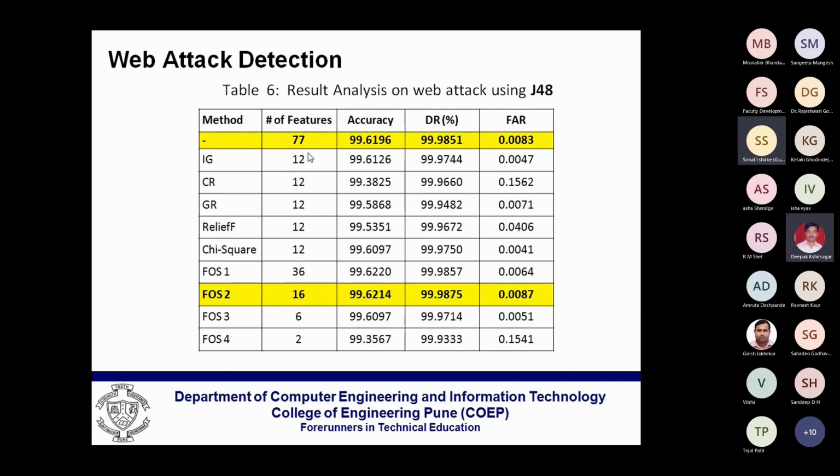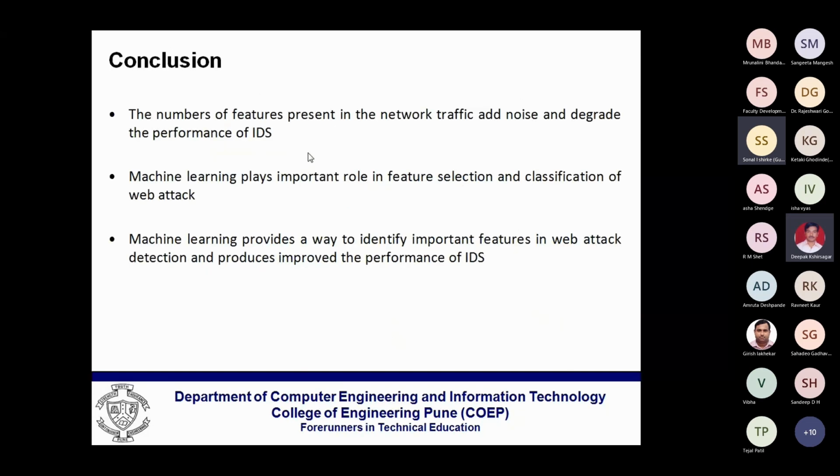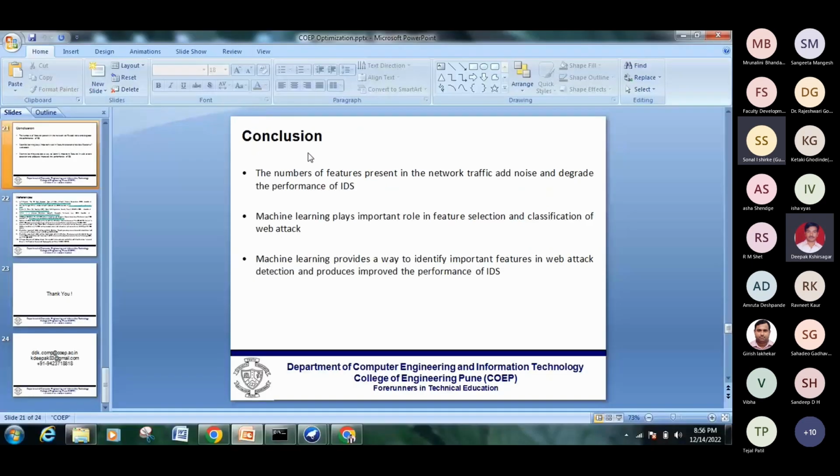Okay, so further we conclude the session. When we are trying to capture the network traffic in your network, so many network traffic features are there, and some of these features are noisy features, meaning that they add noise and degrade the performance. As we have seen, whenever we select 77 features, the model build-up time is high and performance is degraded.